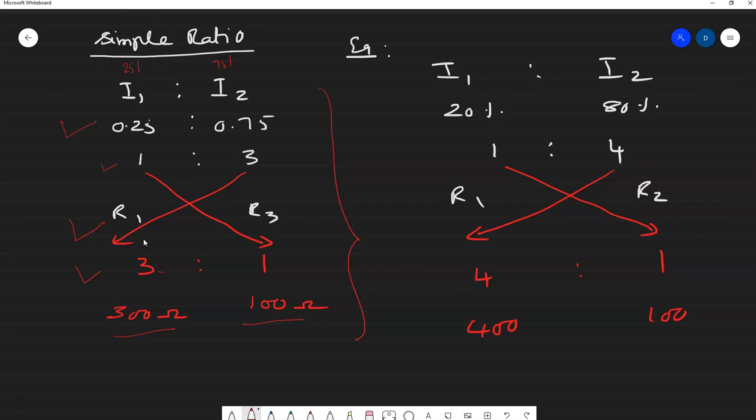Here is one more example. If you want the current division as 20% and 80%, this will be 1 is to 4. Cross over that, so the ratio between R1 and R2 will be 4 is to 1. Now if you multiply by 100, you get 400 and this becomes 100. So the resistance values will be 400 and 100. This is just one value. If you multiply by 1000, you'll end up with 4000 ohms and 1000 ohms. Still you get the current division of 20% and 80%.